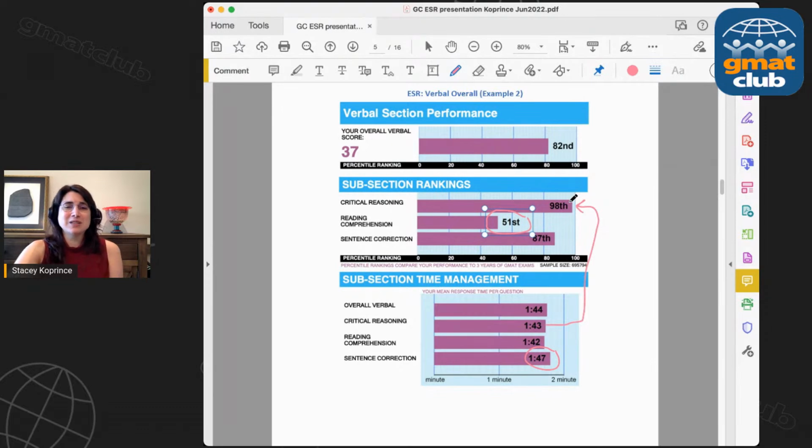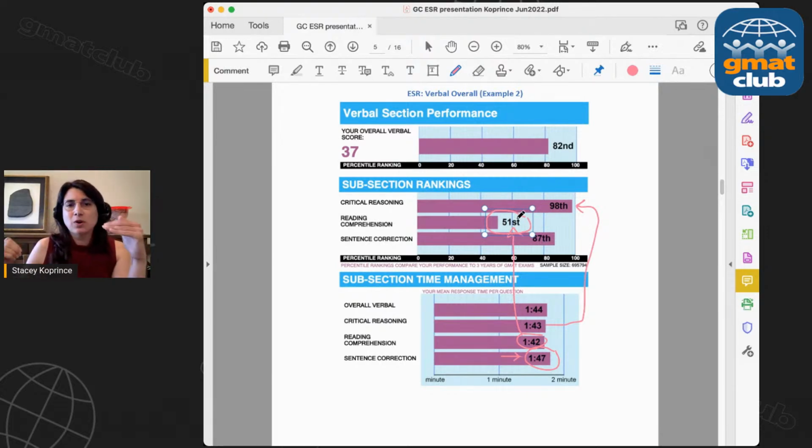You're doing an amazing job on CR. Keep doing what you're doing. It's amazing. For RC, yes, it's lower, but also you're rushing RC. And so one of the questions I would still say here is, what can you do to try to streamline sentence correction? Alternatively, it might be the case that this is high because you were being stubborn on just a couple of sentence correction questions, and maybe it would have been better to let those go to be able to spend some more time on reading comprehension.